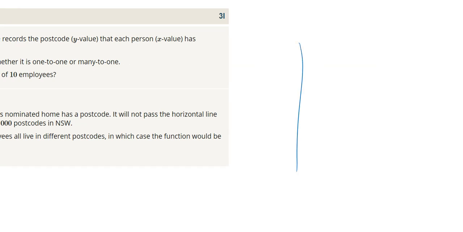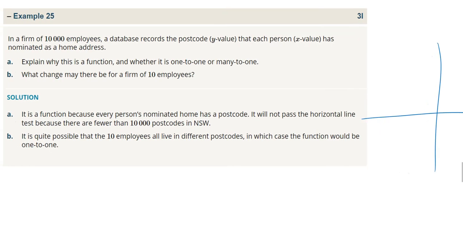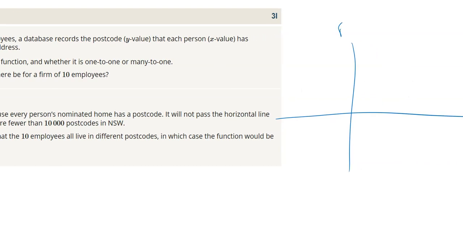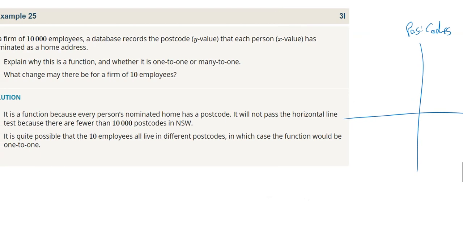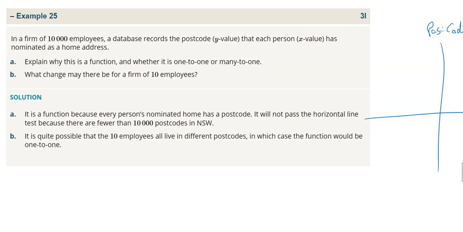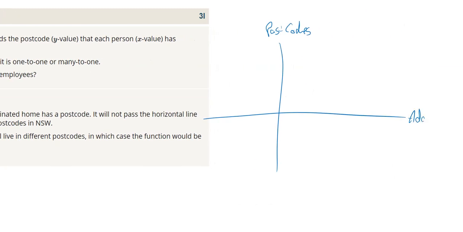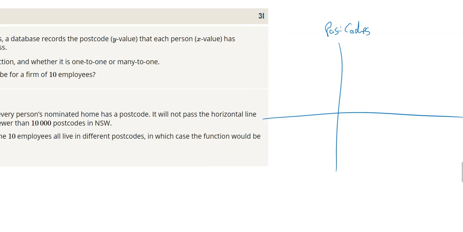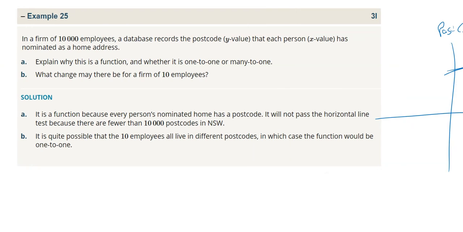Essentially. So if we think of, like this, we've got postcodes, records the postcode Y value that each person X value has nominated home address. So, and then address. And there's going to be many of these addresses corresponding to a single postcode, given that they'd have to, well, at least more than one. So, hence, many to one. And if it's many to one, it's a function.